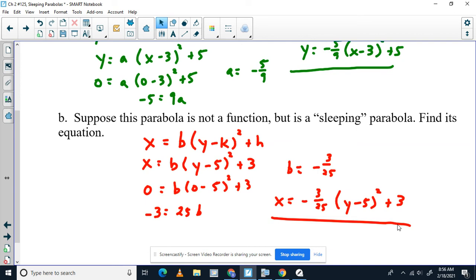All right, so one of our non-functions we're going to look at is going to be the sleeping parabola. The second non-function you're going to look at is going to be a circle. So I have an activity that you're now going to look at that you're going to use Desmos for again, and you're going to answer some questions related to circles.